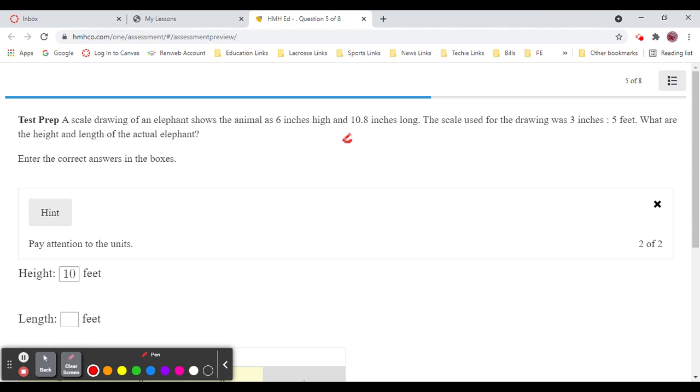So I'm going to take 5 feet and I'm going to divide it by 3 inches. And that's going to give me my unit rate. That's basically going to tell me how many feet 1 inch equals in my scale drawing. So I'm going to go 5 divided by 3. And when I get that, I'm going to get 1.67. Now you have to hold on to that on your calculator. So I've got that 1.67.